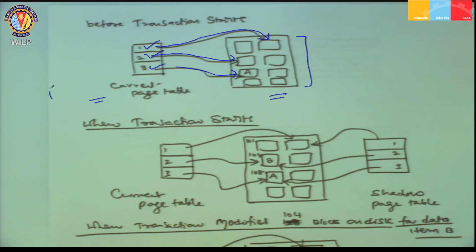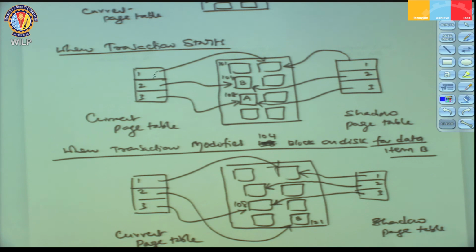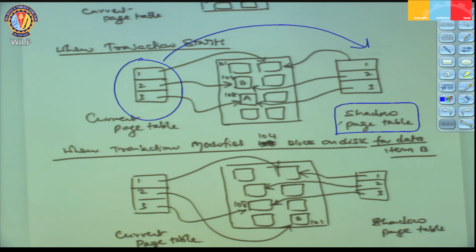This is the status of the current page table before a transaction starts. When we start a transaction, what happens? We need to make a copy of the current page table, and this copy is now called the shadow page table. When the transaction is started, both the current page table and the shadow page table are identical. There is no difference.